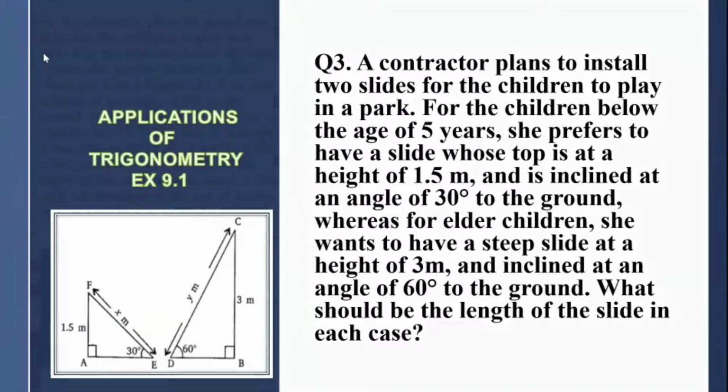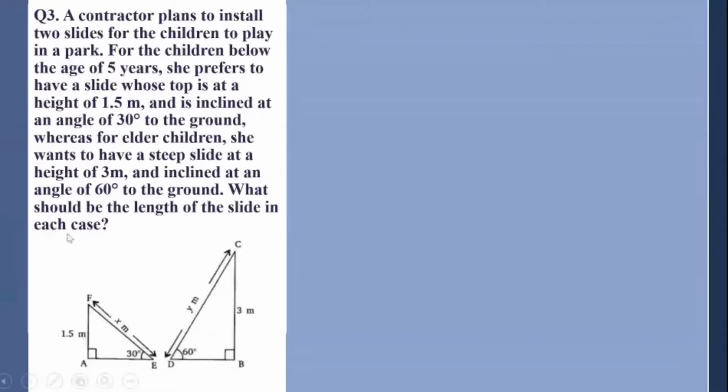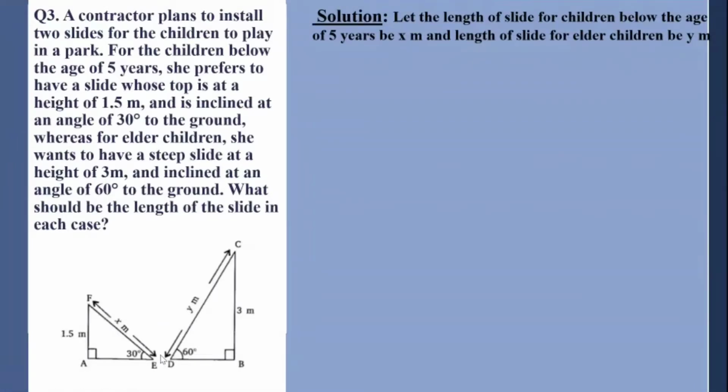So let us see the figure first of all. Now I have the two slides made, the one for the younger children at an angle of 30 degrees and one for the elder children at an angle of 60 degrees. The height of the first slide for the younger children is 1.5 meters, whereas the slide for the elder children is at a height of 3 meters. So what all is given, I have written that. I take this slide length in the first case to be x meters, and the length of the slide for the elder children to be y meters. I write what all angles are given to me. Now let us take up the triangles one by one.